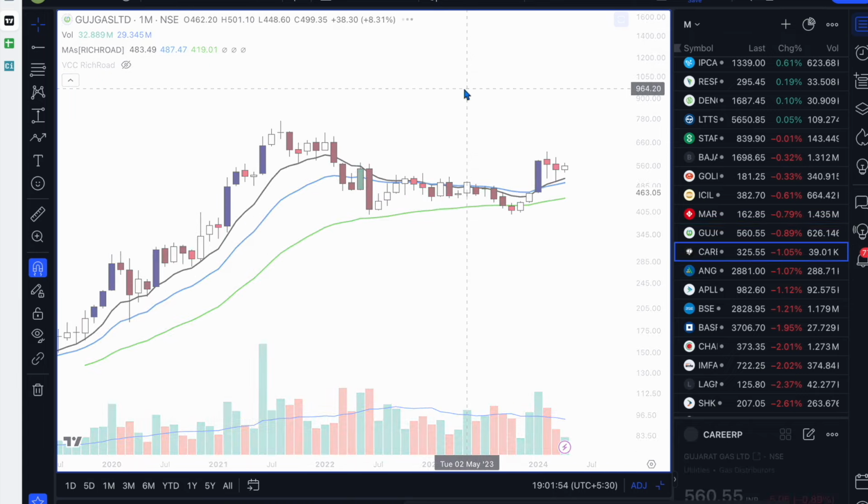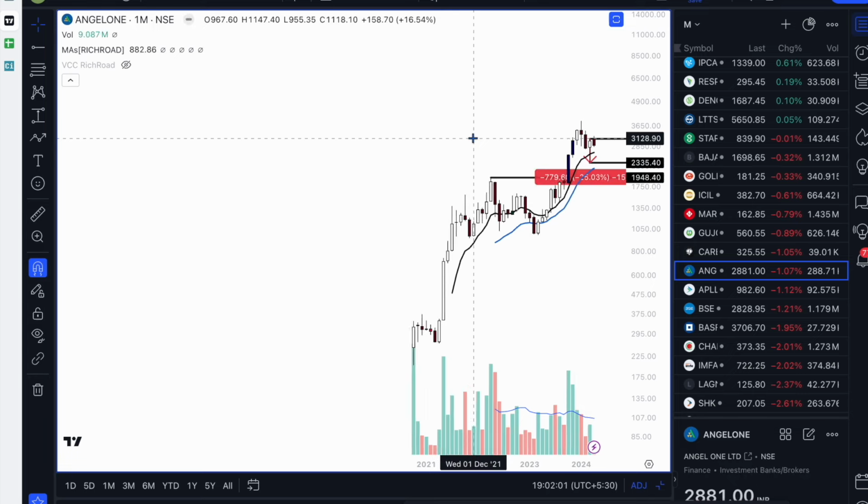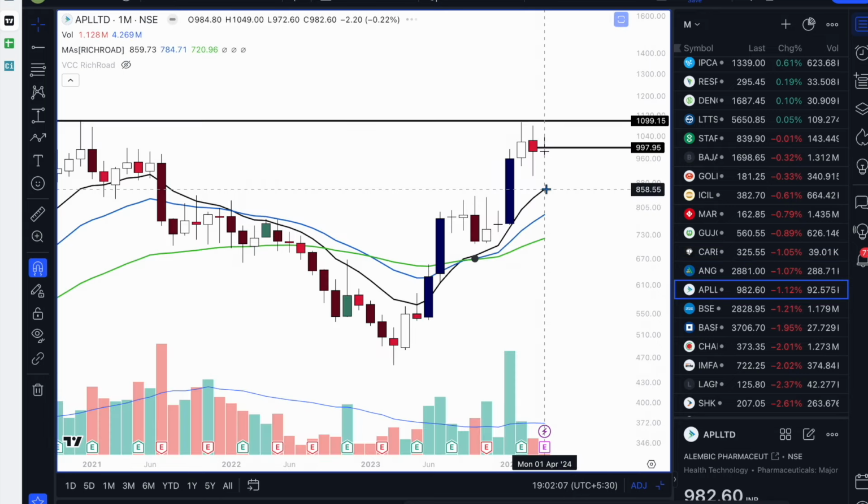Gujarat Gas is a good one. Career Point, again, see what is happening. A good stock, good move in the making. Angel One will take some time, and I think I clearly explained this about this stock in the video. You may see that. Again, see APL Limited, what is happening here?